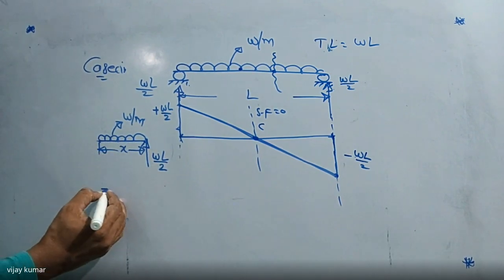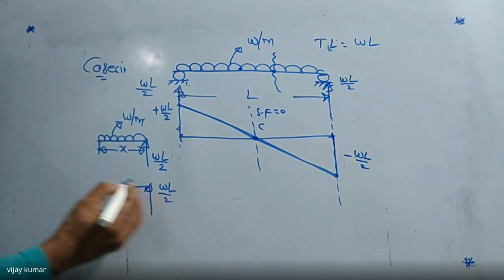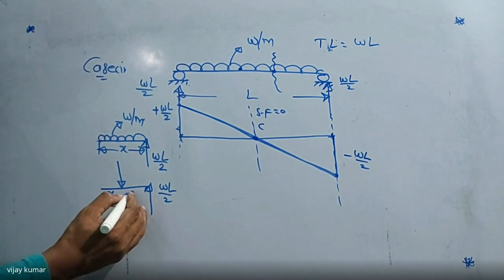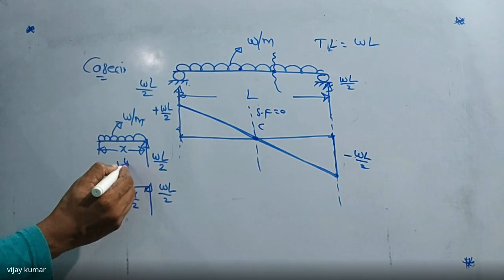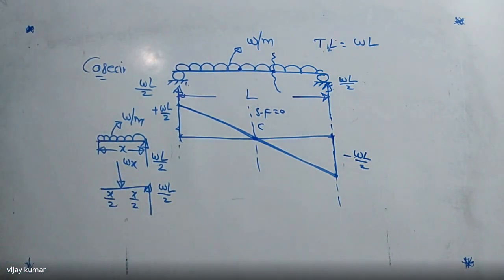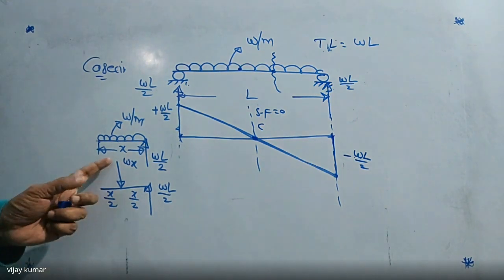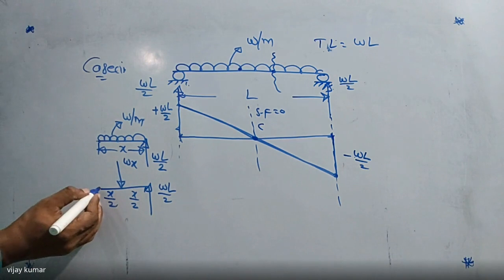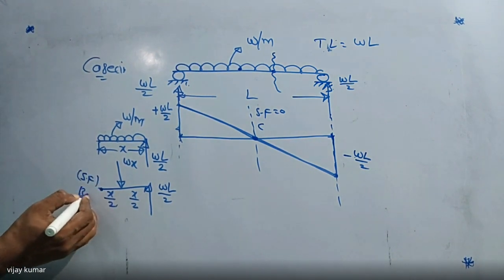So I'm going to draw the free body diagram again. This is WL by 2. And this load is exactly acting at the center. It is X by 2, it is also X by 2. And this load is nothing but how much here? W into X. That is W for unit length, this is for length of X. That is the total load, exactly acting at the center. This length is X by 2, this length is X by 2. And I want to find the shear force at this point and the bending moment at this point.